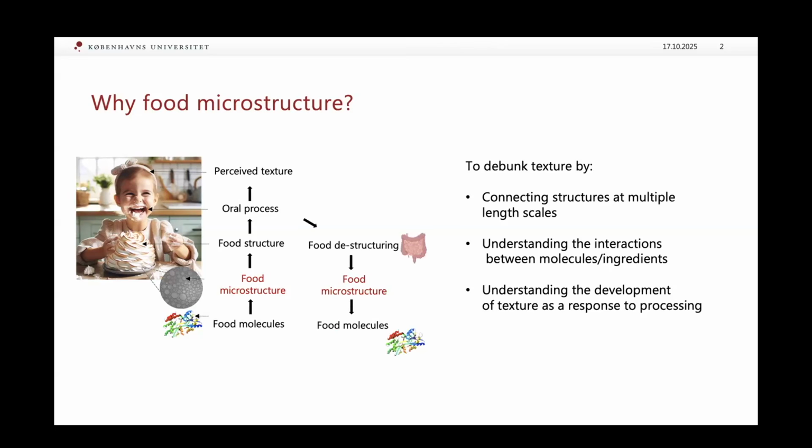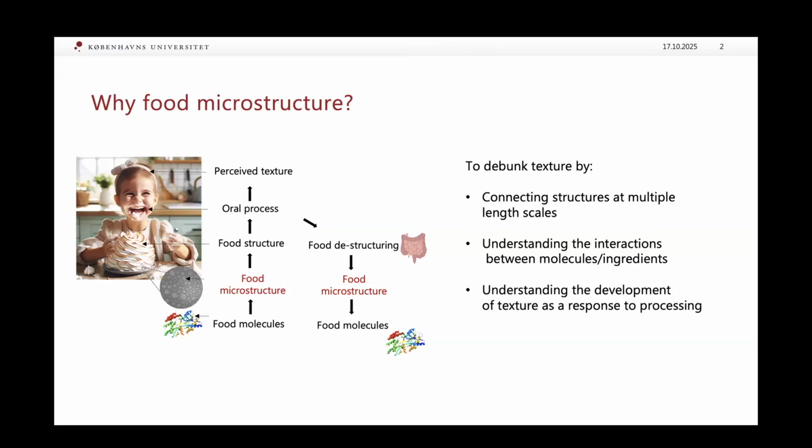And this is also relevant for, let's say, destructuring processes. So we can call it mastication, digestion. But the way these molecules organize into these larger structures impacts the way they're delivered into the body. So we go from molecules to microstructures to macrostructures and then all the way down.